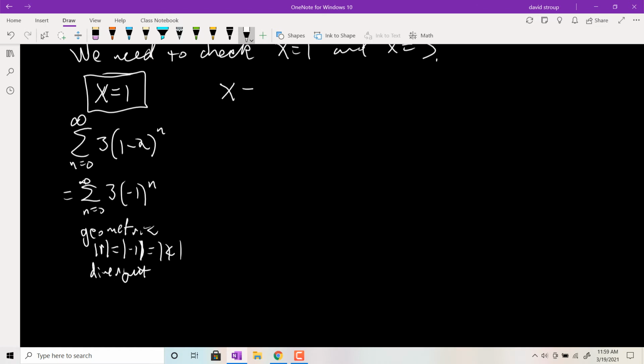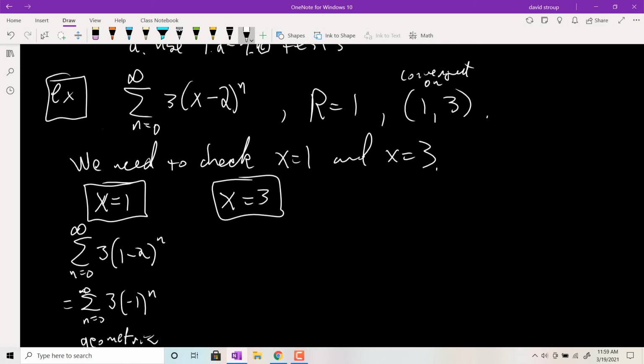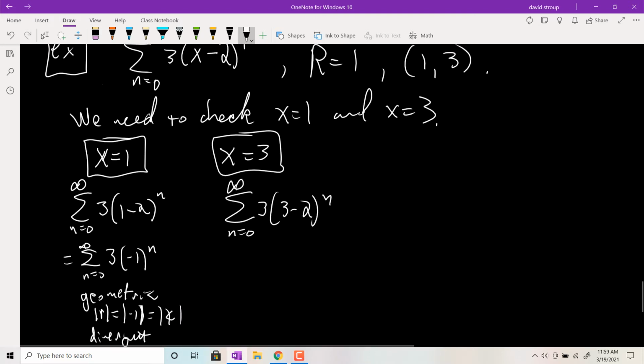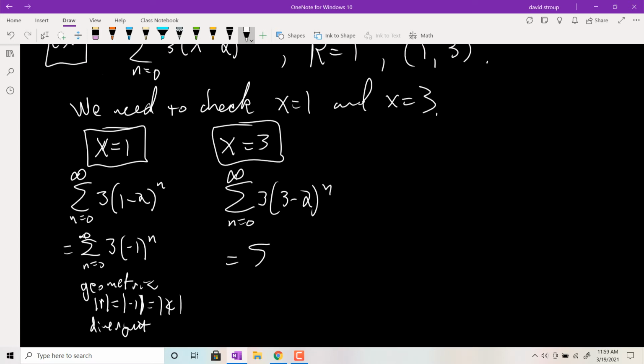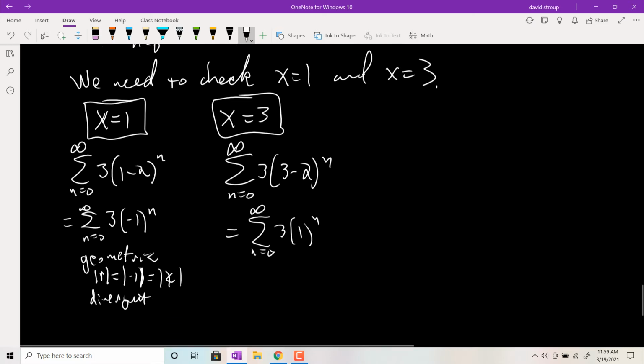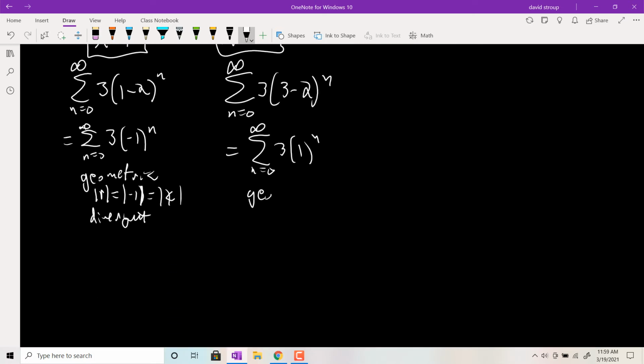Okay, then we go to the other endpoint, which is 3. This time we just plug that into the summation, so we get the sum from n equals 0 to infinity of 3 times (3 minus 2) to the n. That'll equal the sum from n equals 0 to infinity of 3 times 1 to the n. And again, that's a geometric series, with the absolute value of r equaling the absolute value of 1, which equals 1, which is not less than 1, so it's divergent.